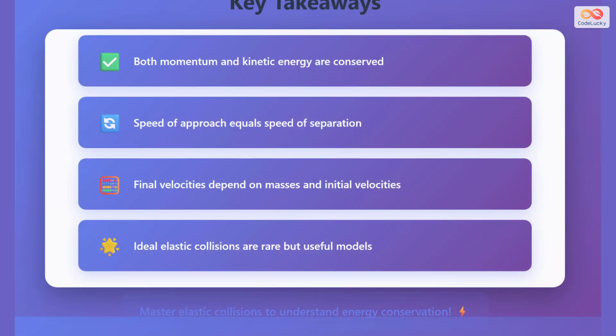Let's review the key takeaways. In elastic collisions, both momentum and kinetic energy are conserved. The speed of approach equals the speed of separation, which is a unique property of elastic collisions. The final velocities depend on the masses and initial velocities of the colliding objects. While ideal elastic collisions are rare in nature, they serve as useful models for understanding energy conservation. Master these concepts, and you'll have a solid foundation for understanding collision physics.